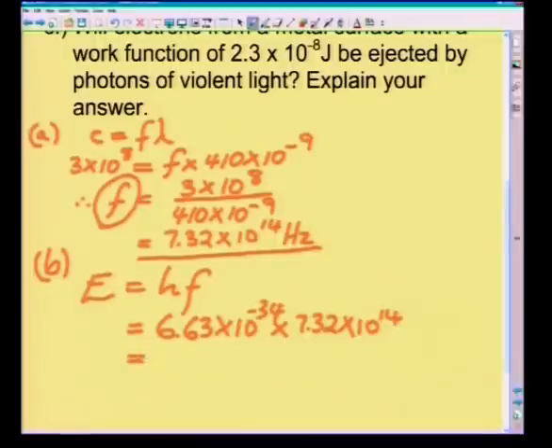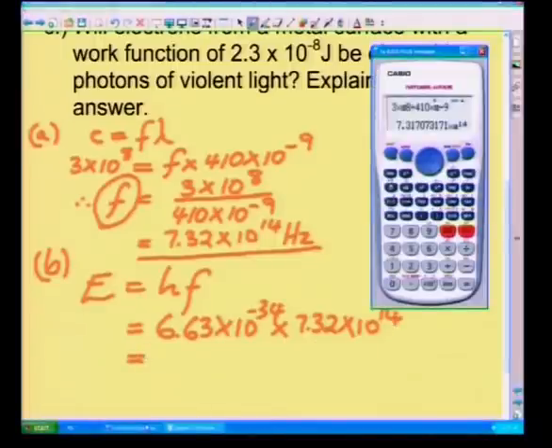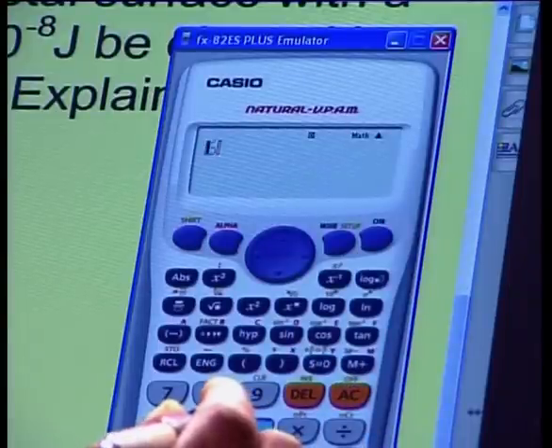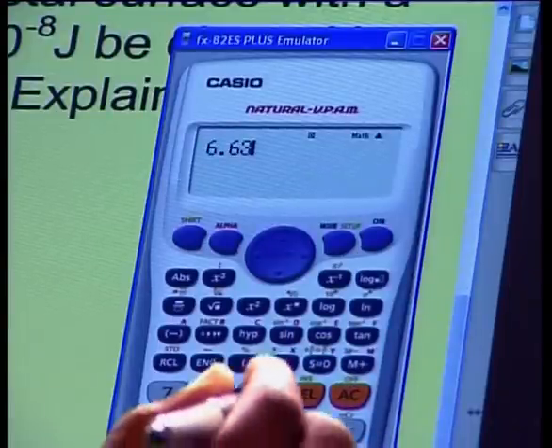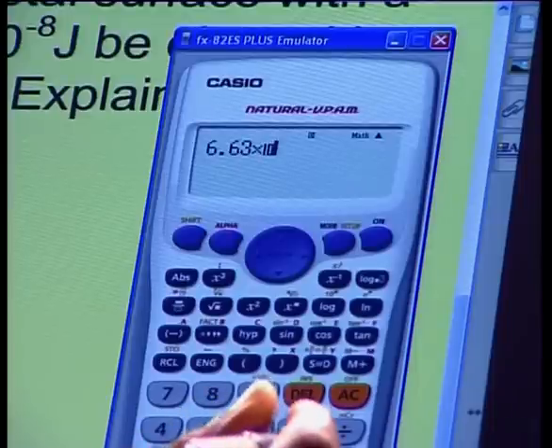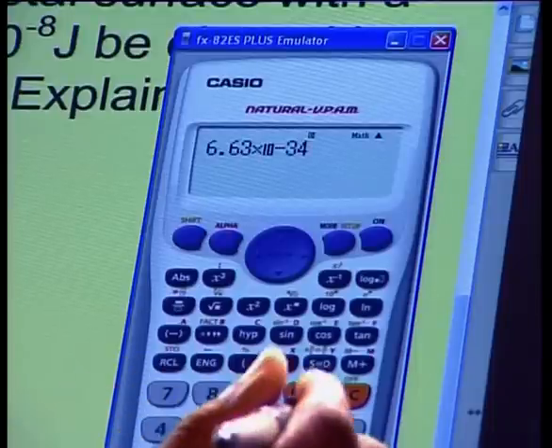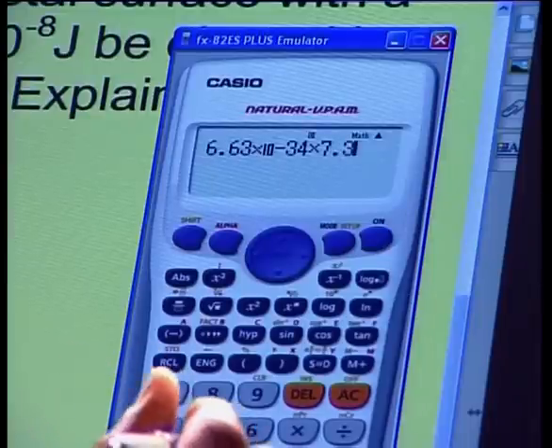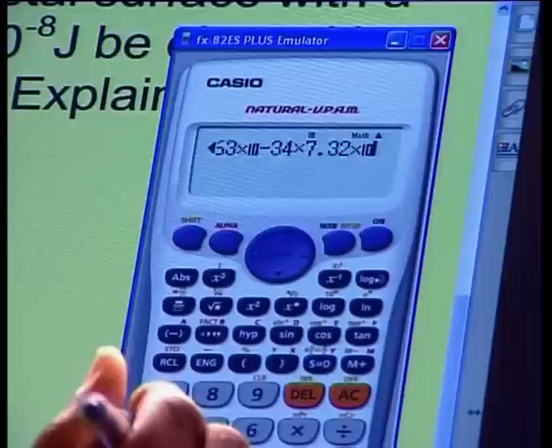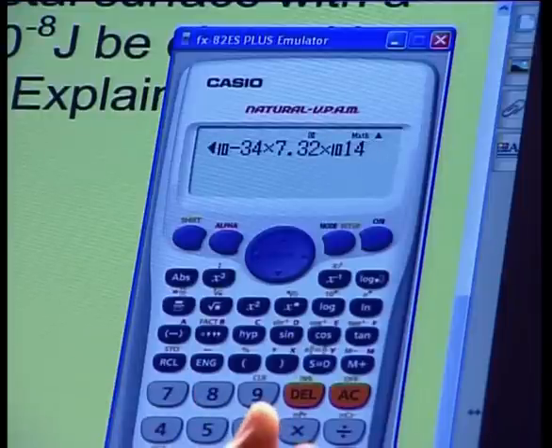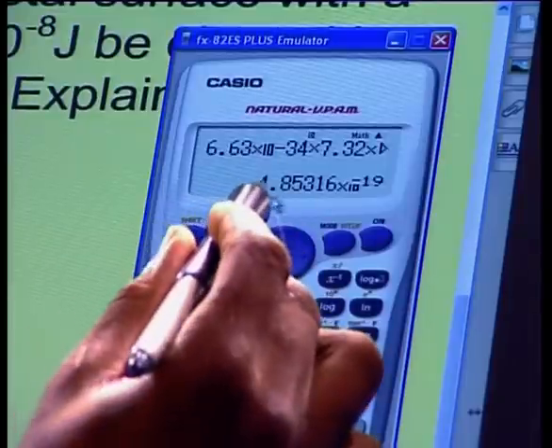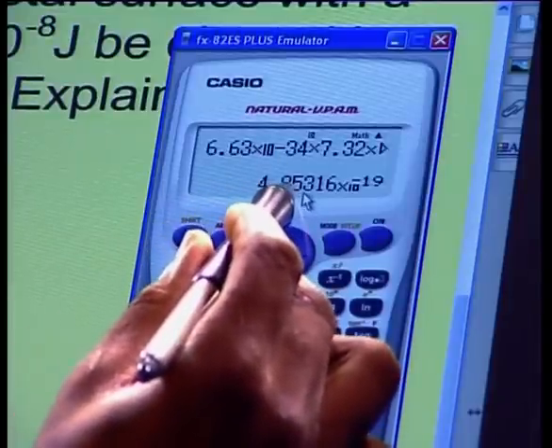What is the answer there? Well, once again, we make use of our calculator to quickly get the solution. It's going to be 6.63 by 10 to the power minus 34 times 7.32 by 10 to the power 14. Okay, and what is the answer? The answer is 4.85.